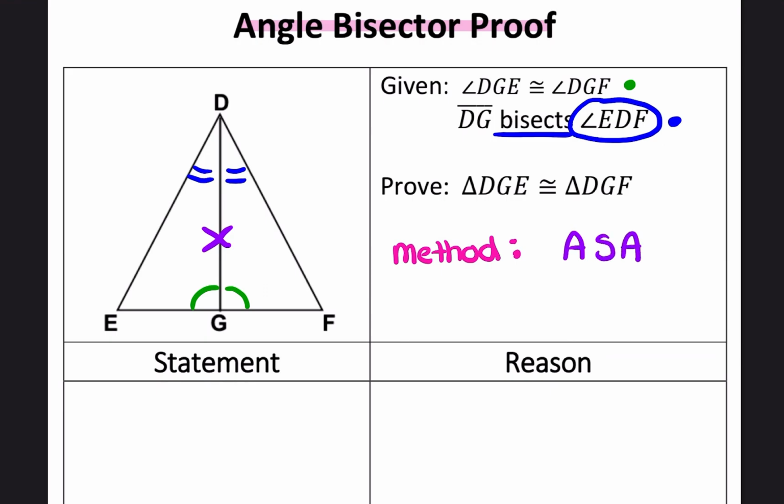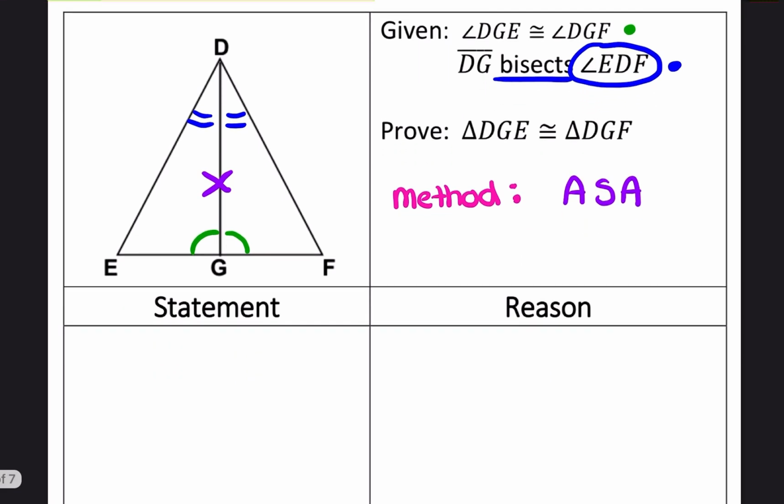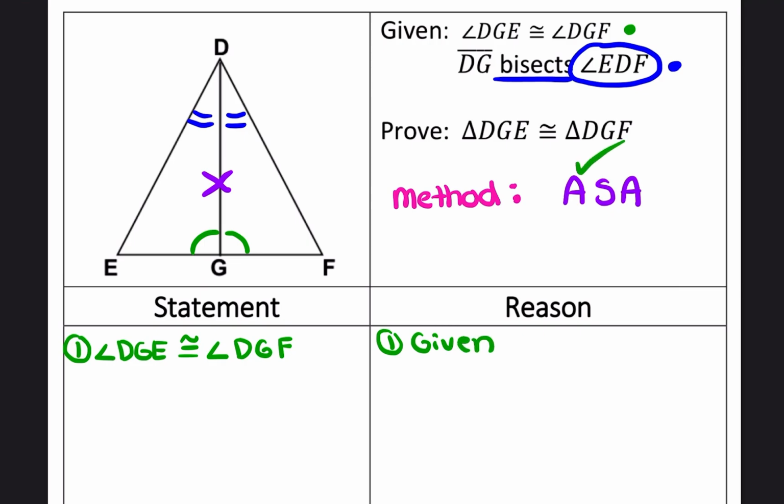Okay? Now we're going to go ahead and we're going to write our proof. So we're going to go step by step with the givens. So that means statement number 1 is going to be angle DGE is congruent to angle DGF, and that is given. And I call that a one and done given because that right away gives me an angle. One and done. Okay?